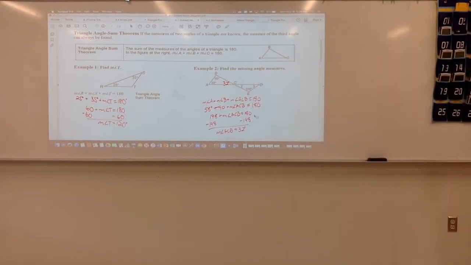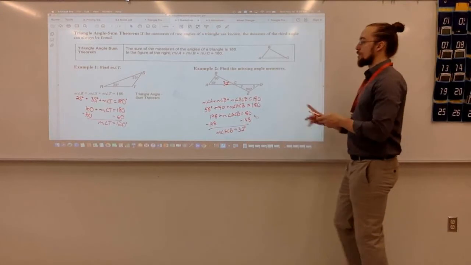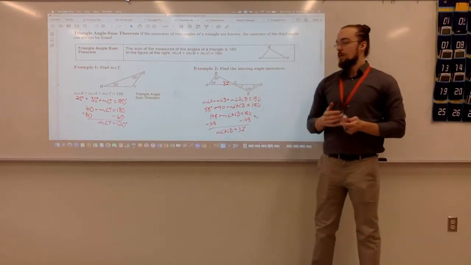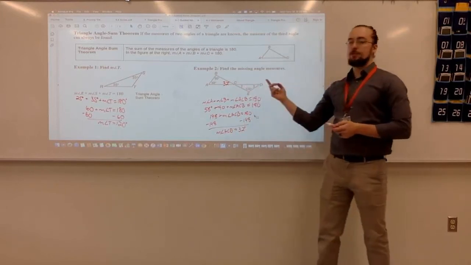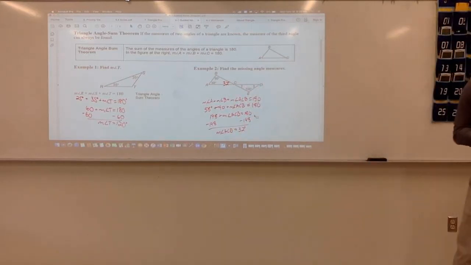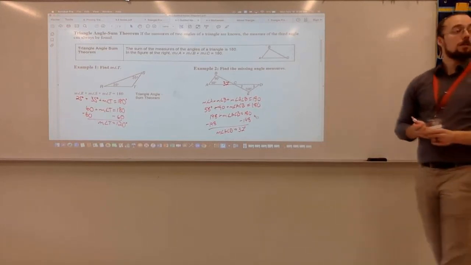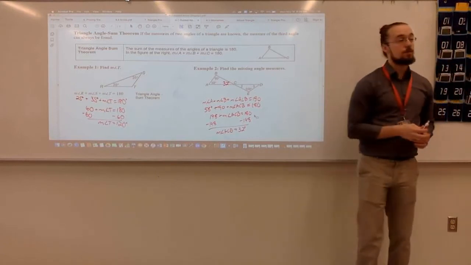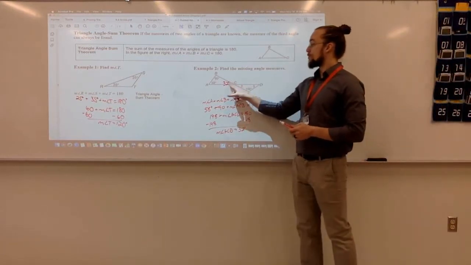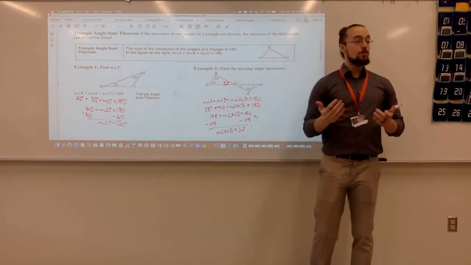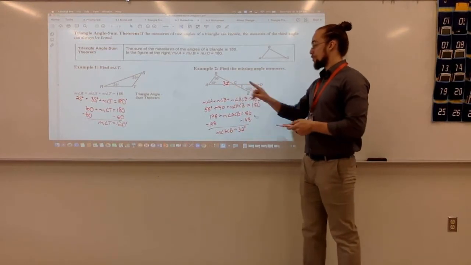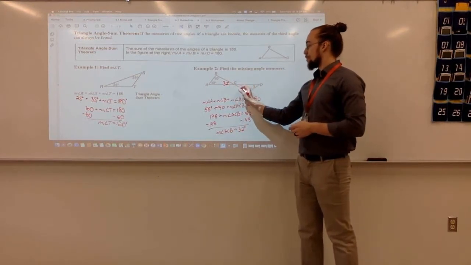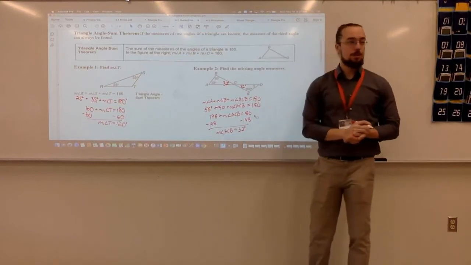We're going to have to use some of that information now to come over here to this triangle. If I know this angle is 32 degrees, what can I figure out about this triangle over here? I've got a pair of vertical angles. These two angles are vertical angles. You know vertical angles always have the exact same measure. So if this angle is 32, then this angle is also 32 degrees.